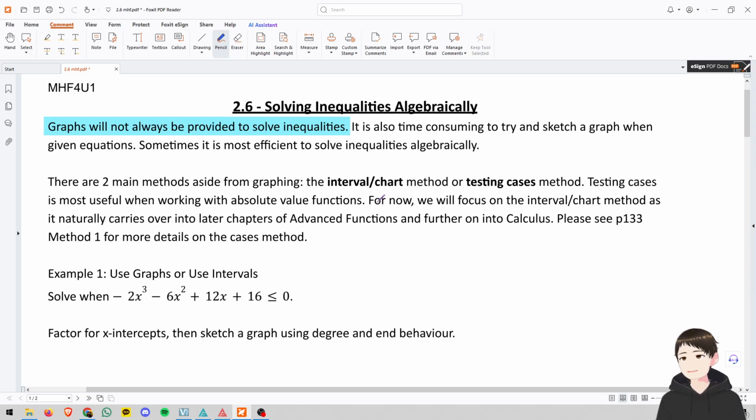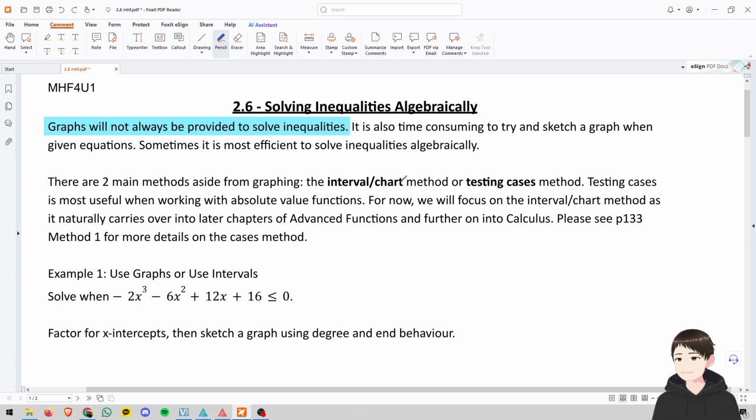Sometimes, because you are so good with chapter 1 and being able to sketch using factored form, you should be able to graph very quickly and tell me where the inequalities are, right? But today, I'm actually going to try to implement an interval chart or a testing cases method to help solve inequalities too. I'm still going to graph it, but I want to use the graph to show you that the interval chart and the testing case method works just as well.